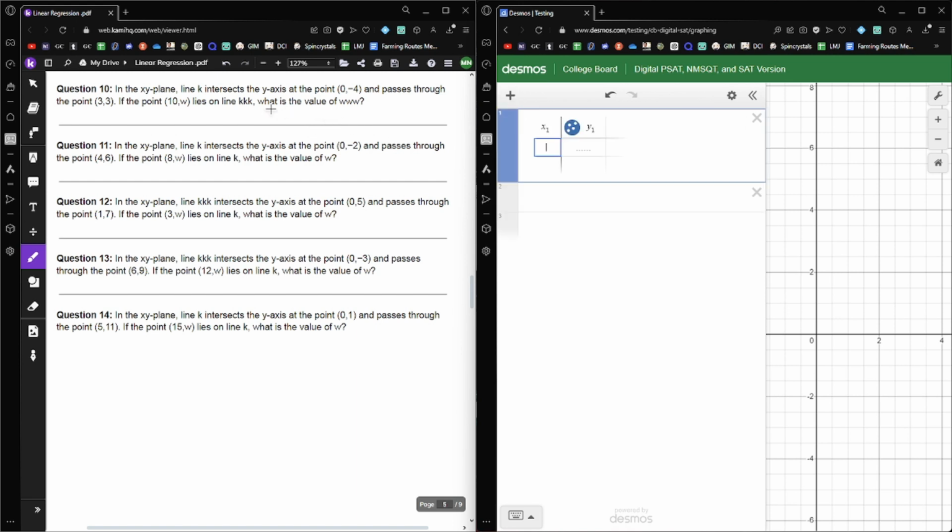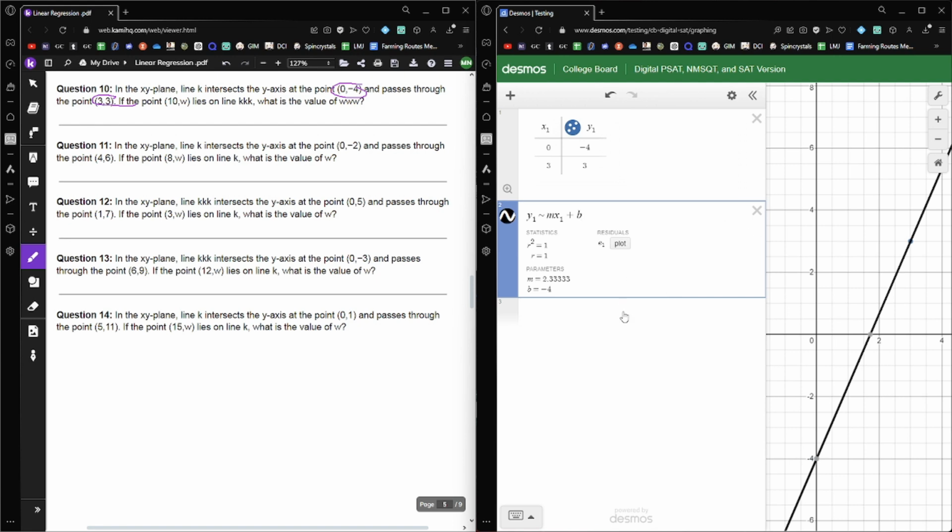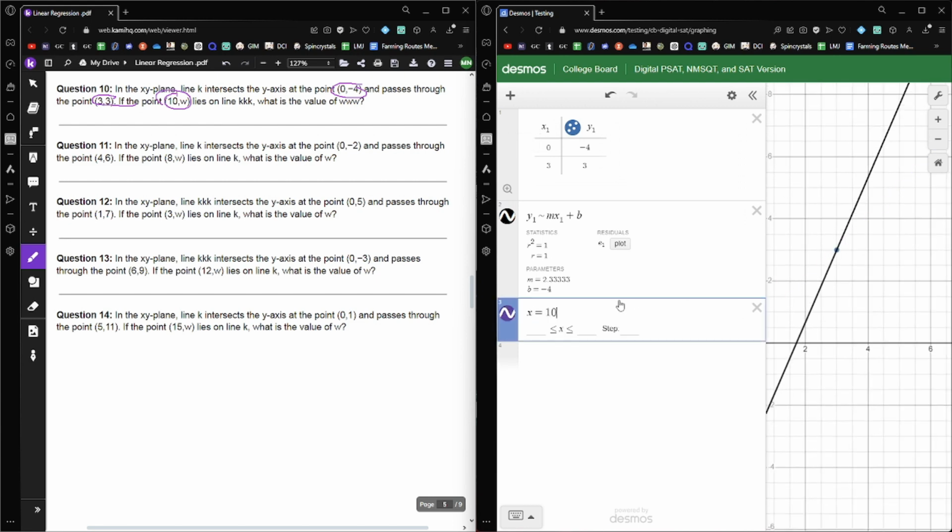Anyways, we do have 2 points right here, (0, -4) and (3, -3). So we can go ahead and put this into the table, then do the regression, y1 equals mx1 plus b. And they want the y value at 10. So just like the rest, f of 10. I'm just going to do x equals 10.